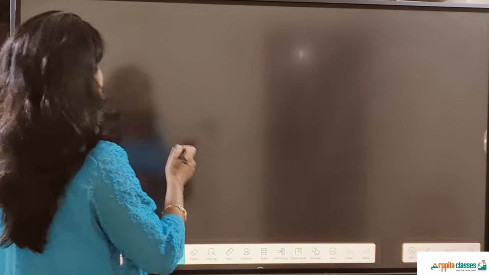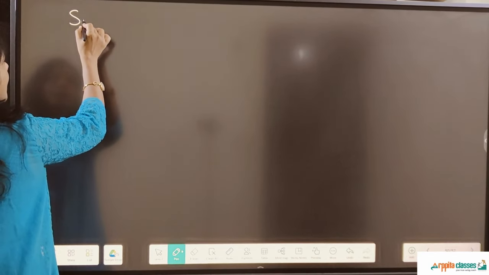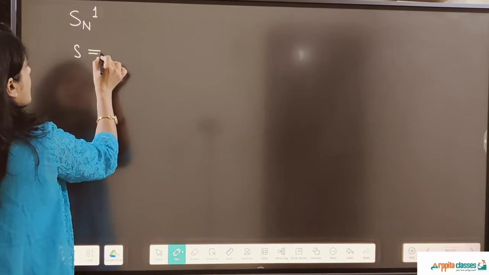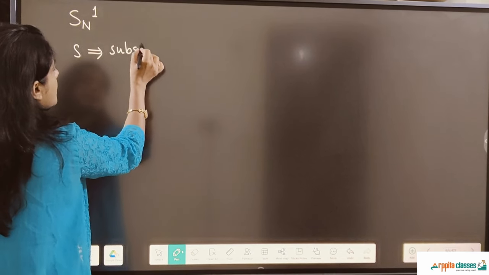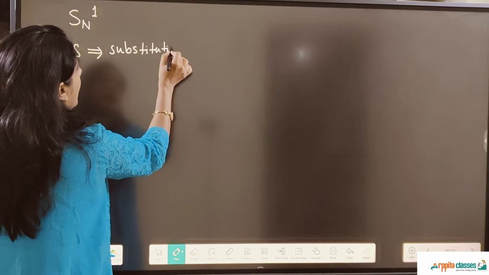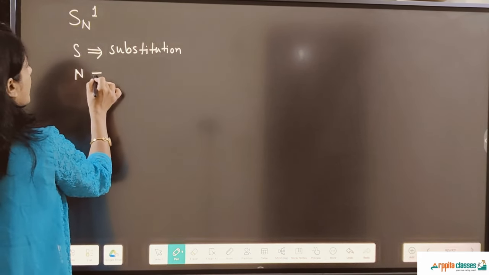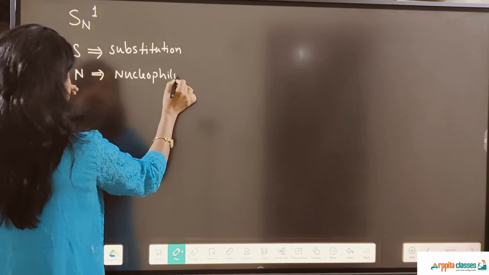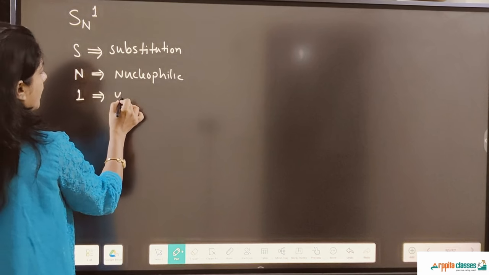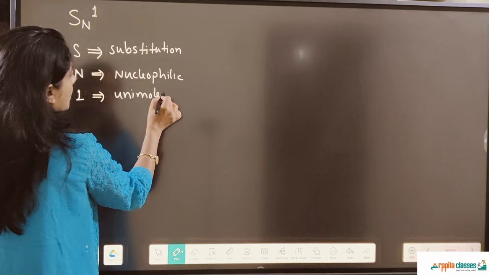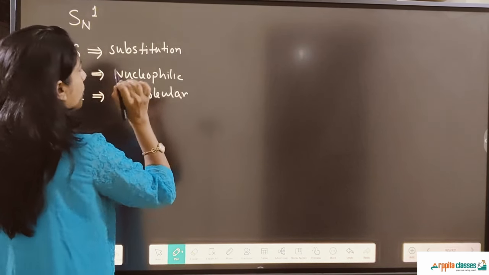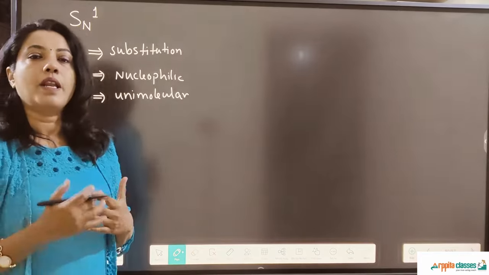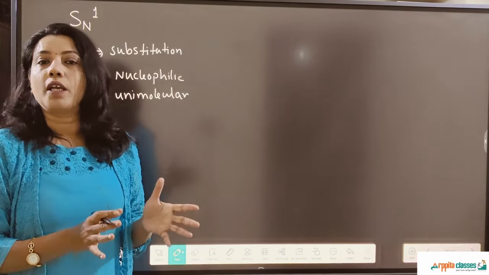So what is SN1 reaction? Let us understand the meaning of SN1. Here S means substitution. N stands for nucleophilic. And 1 stands for unimolecular. So this is the literal meaning of SN1: substitution, nucleophilic, unimolecular. So basically it is a nucleophilic substitution reaction which is unimolecular in nature.